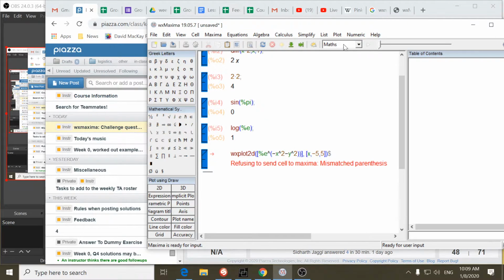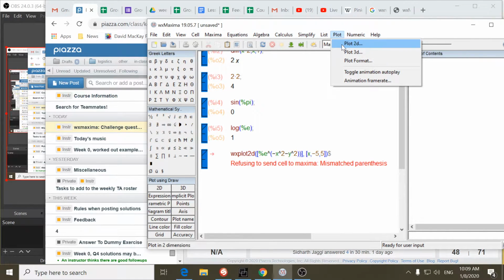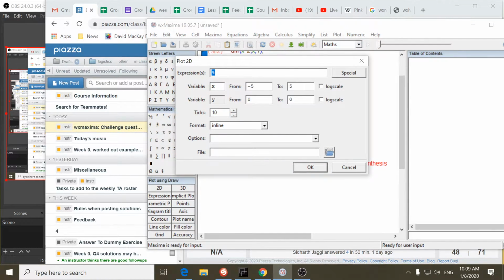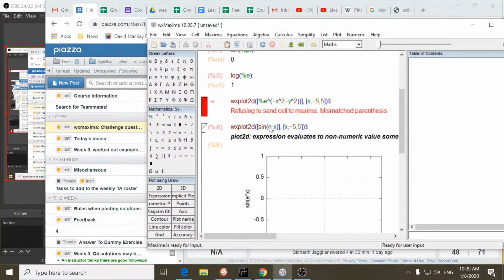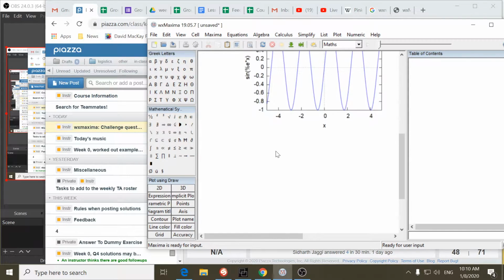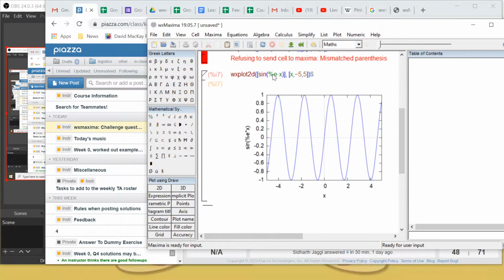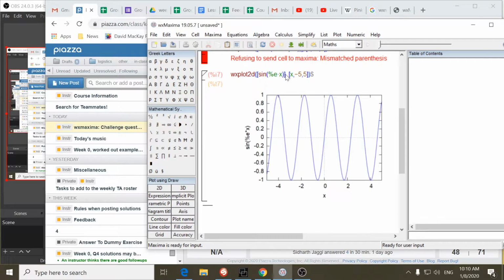Well anyway, suppose I wanted to plot in 2D, let's just say, sine E times x. Suppose I do sine E times x. It does not know the value of E. That's a problem. It thinks of E just like a variable. But if you do sine percentage E, then it knows that this is Euler's constant, and therefore it can treat it like a numeric variable.